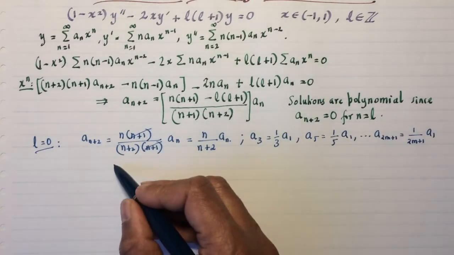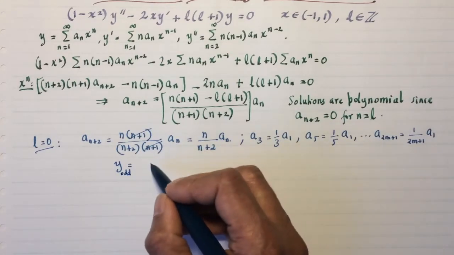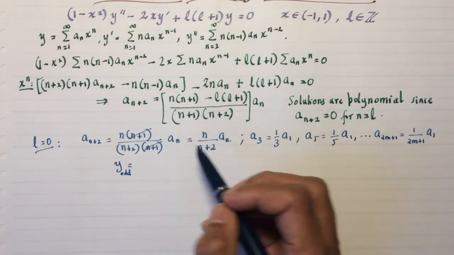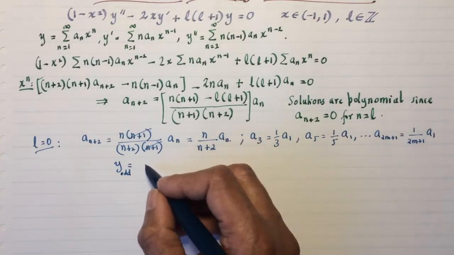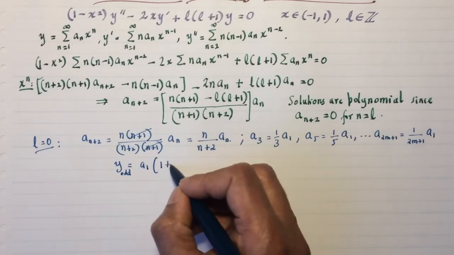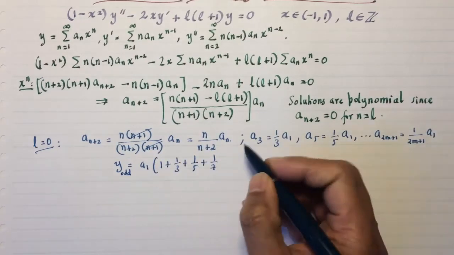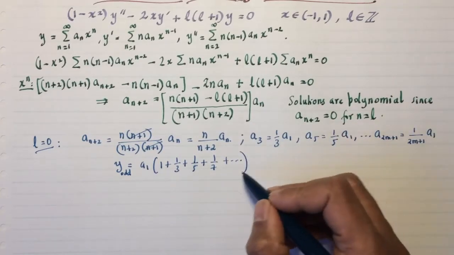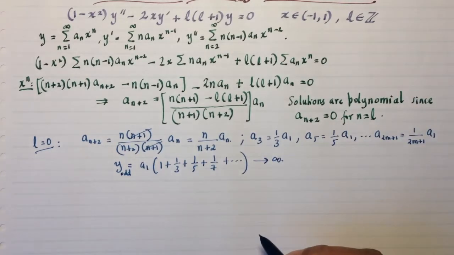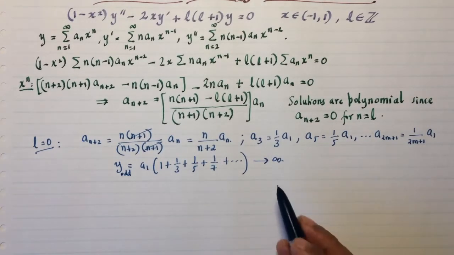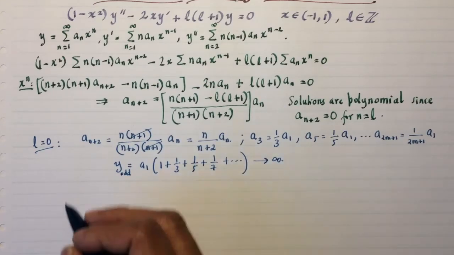So the solution y for the odd polynomials, for the odd values of n, assuming that a1 is not 0, ends up being a1 times (1 plus 1/3 plus 1/5 plus 1/7 and so on). Now this is a harmonic series and it diverges. It goes to infinity. So it's a divergent series, and so the odd solution does not exist. The even solution is the only one that is there.